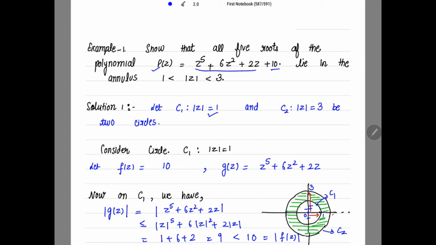So this way you have to do the examples. We will be doing some more examples in the next video. Just go through this example, right?